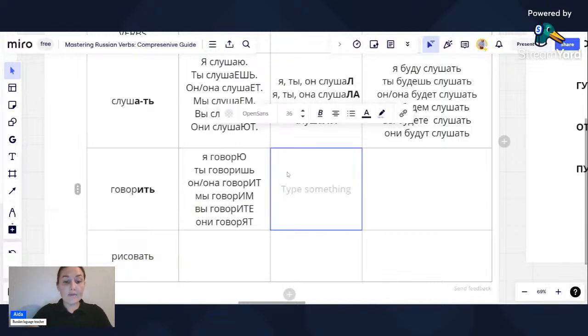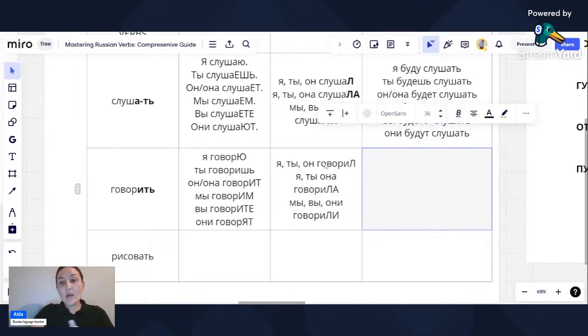Okay, so we have я, ты, он, male word. We need to cut this ending -ть. We have говори, and then put suffix -л to form past. Я, ты, он говорил. Я, ты, она говорила. So as you can see, we use this part, говори, to form past tense of the verb. And for plural, мы, вы, они, говори, and then suffix -л for the past tense, and ending -и, говорили.